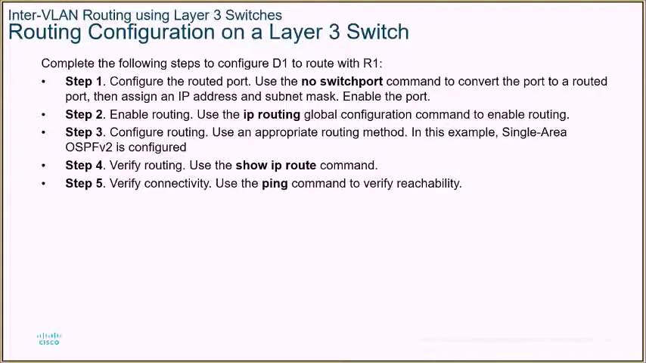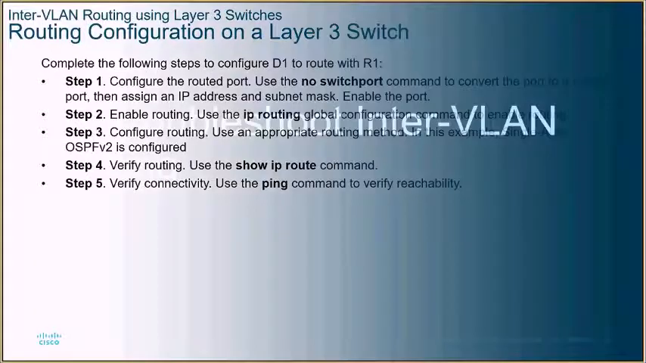So, routing configuration on a layer 3 switch. Again, you configure the routed port with the no switchport command. Then, of course, you need to assign an IP address, and no shut the port. Enable routing using ip routing, then configure a routing protocol, and show ip route will tell you whether that's working or not.